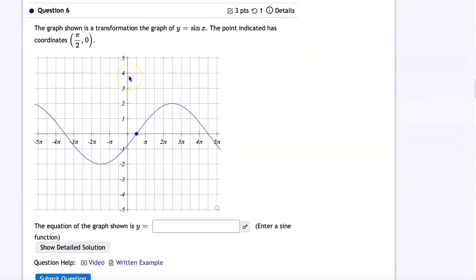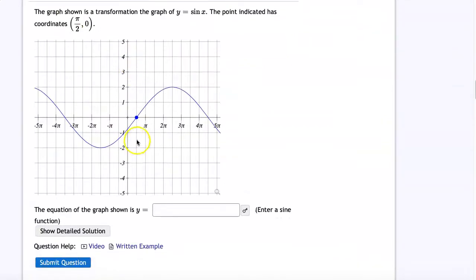Here for question number 6, we are going to analyze the graph so that we can write the equation. Now we already are told that the equation is a transformation of the sine graph, so we know we're going to use sine and not cosine. And so now we just need to determine amplitude, period, and phase shift. There is no vertical shift.